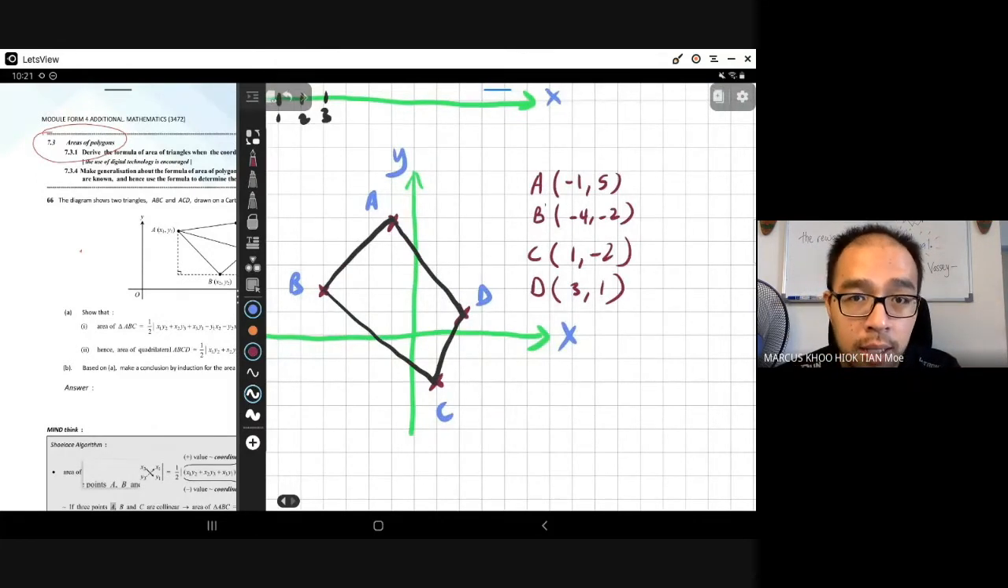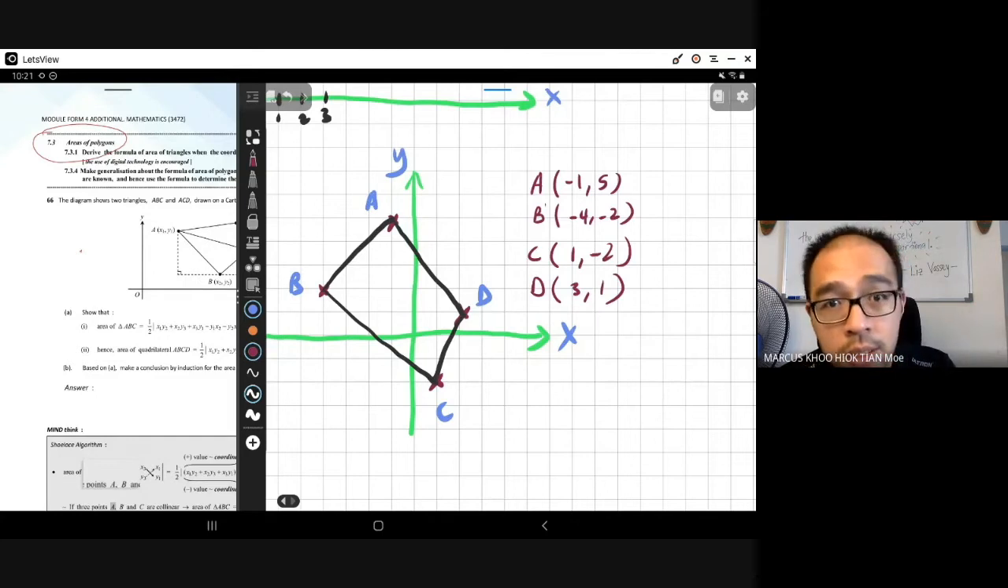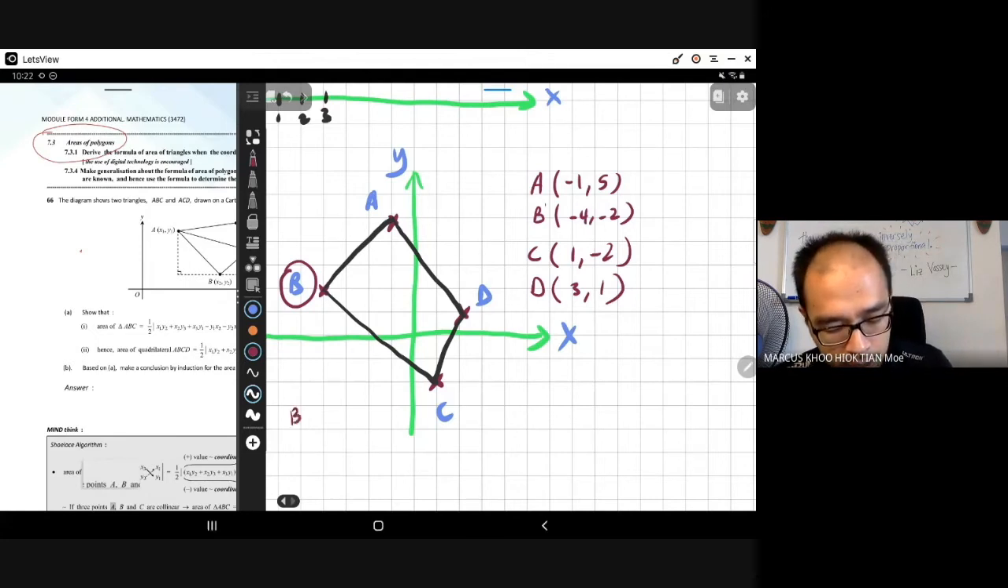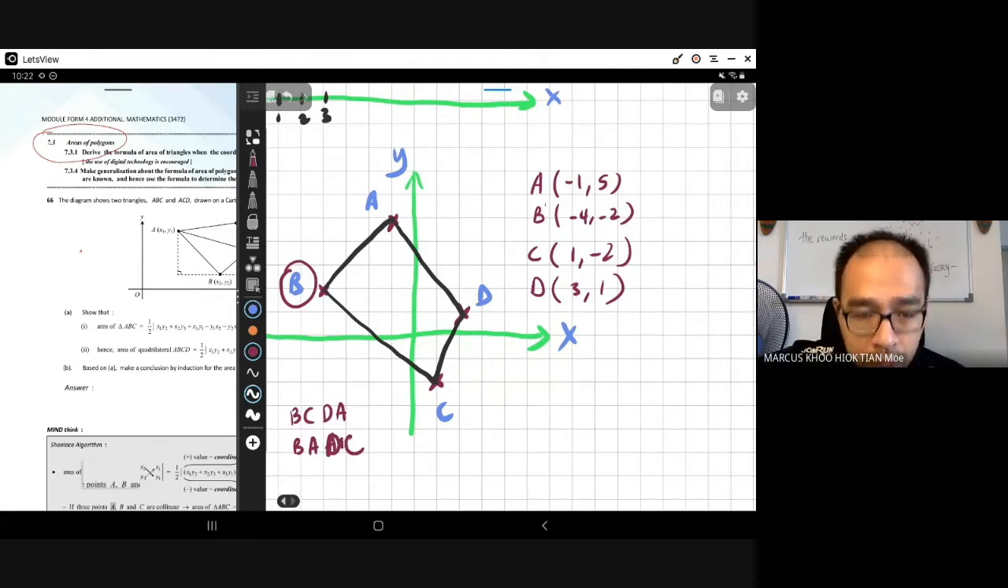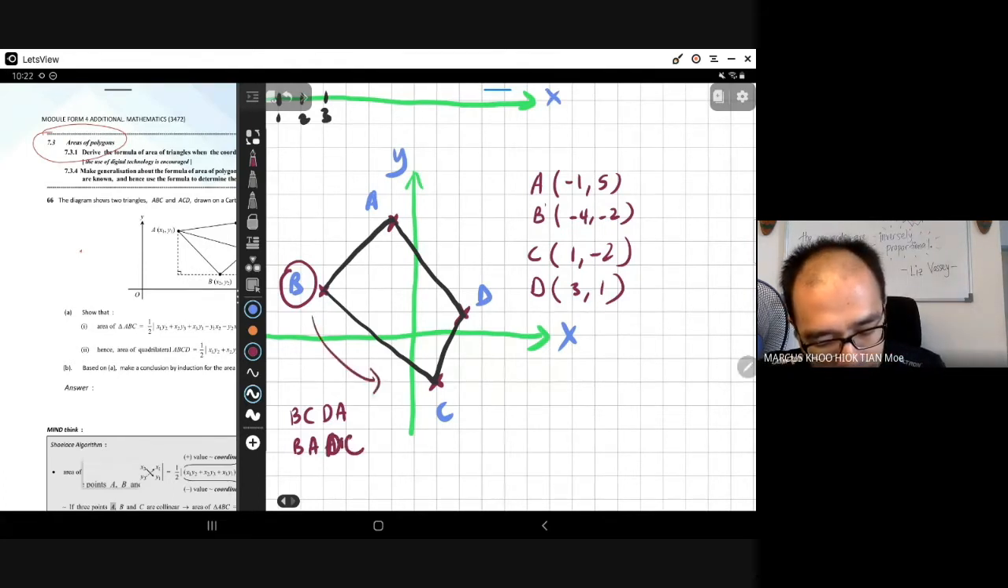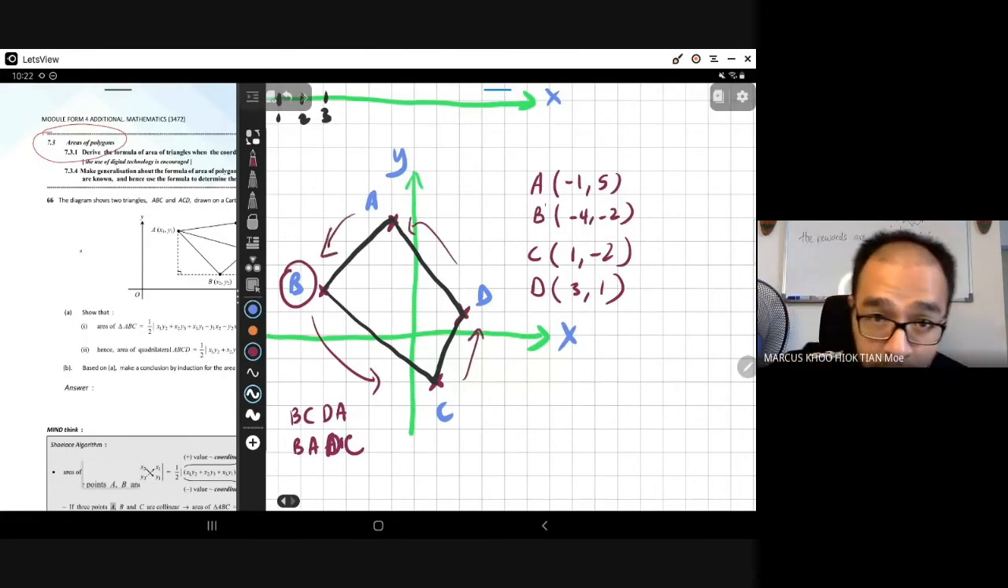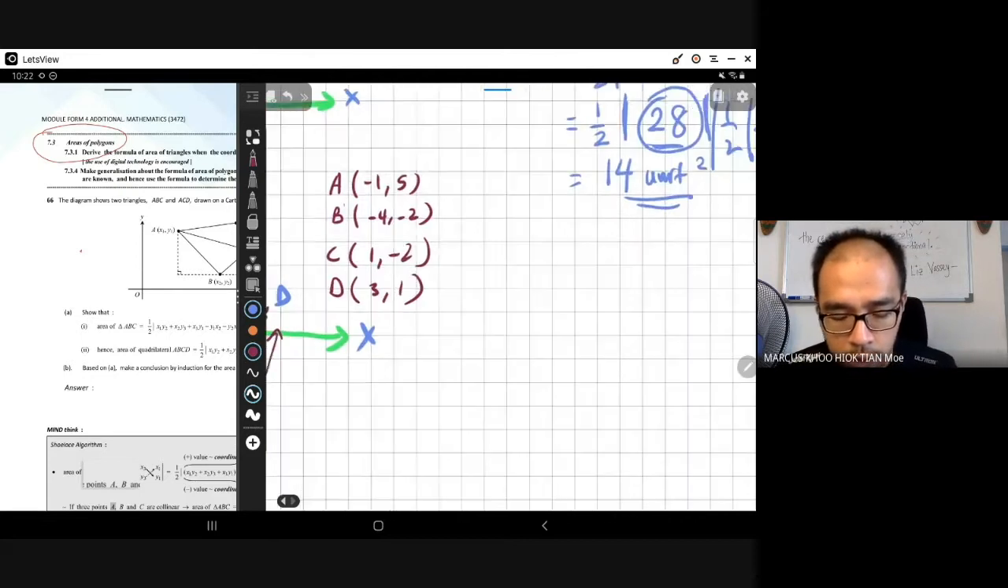Dennis, can you choose which point to start and then tell me how I should arrange? If you start with point B, how should I arrange? Is it B, C, D, A or B, A, D, C? Okay, B, C, D, A, because we want anti-clockwise. Very good. Now, let's do this together.